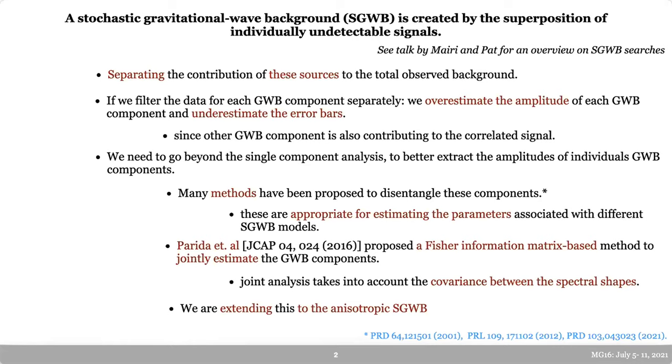In 2016, Parida et al. proposed a Fisher information metrics based method to jointly estimate the gravitational wave background components. That means it takes into account the covariance between different gravitational wave background components contributing to the total background. In this work, we are extending this idea to an anisotropic stochastic gravitational wave background, and to how we can separate out each individual component contributing to the total anisotropy.